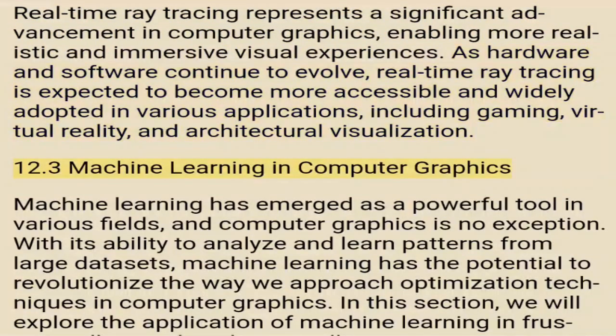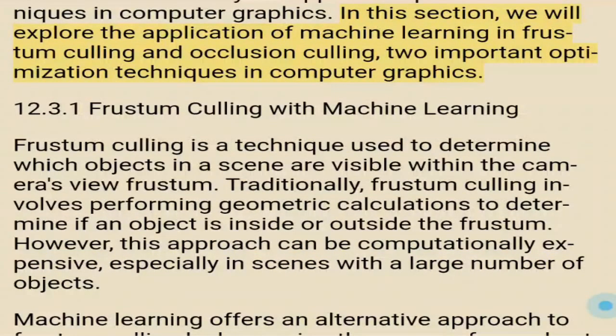12.3 Machine learning in computer graphics. Machine learning has emerged as a powerful tool in various fields, and computer graphics is no exception. With its ability to analyze and learn patterns from large datasets, machine learning has the potential to revolutionize the way we approach optimization techniques in computer graphics. In this section, we will explore the application of machine learning in frustum culling and occlusion culling, two important optimization techniques in computer graphics. 12.3.1 Frustum culling with machine learning.